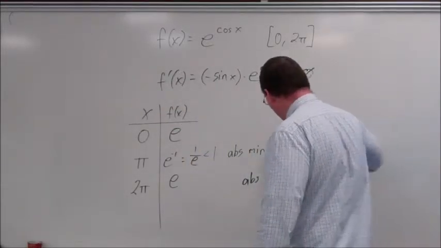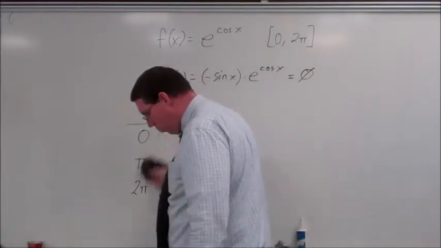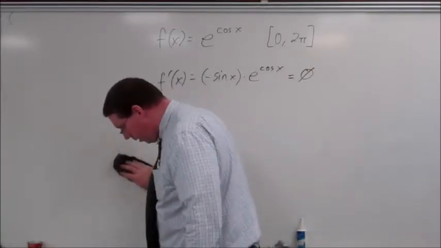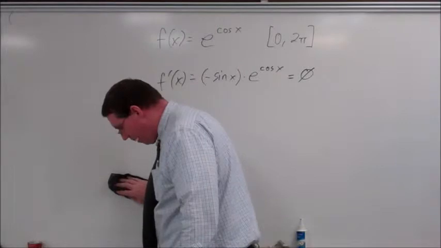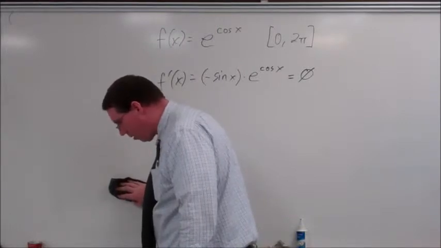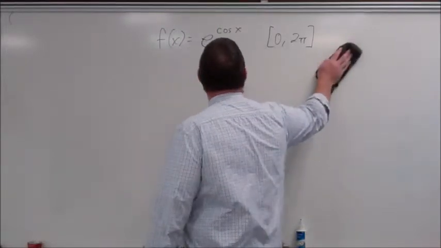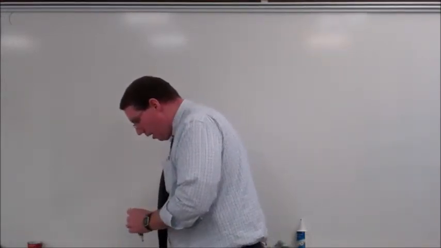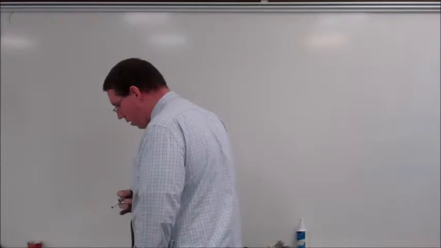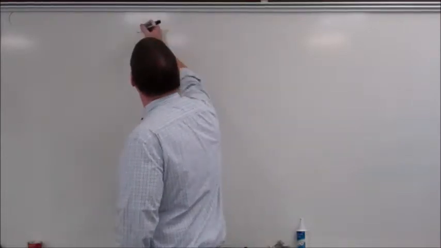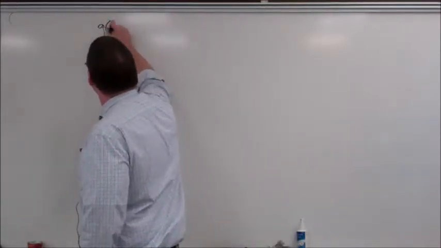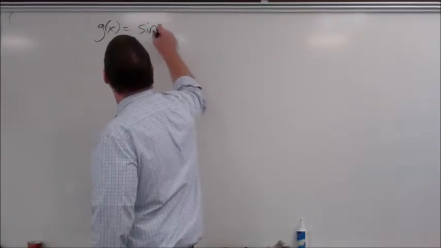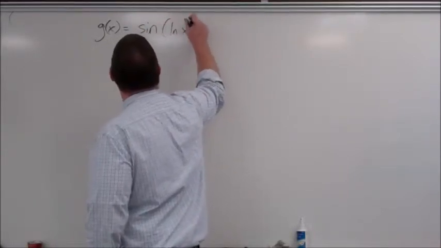Last one, identify the coordinates of all relative minima, relative maxima, absolute minima, absolute maxima of g of x. And g of x is kind of a doozy here. You probably felt that way too. We got sine of the natural log of x. G of x is equal to sine of the natural log of x.